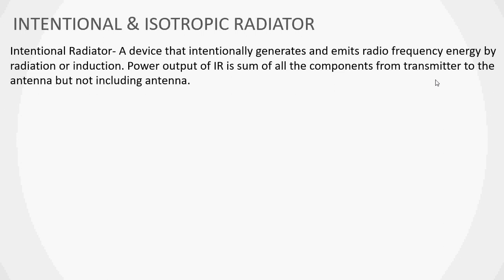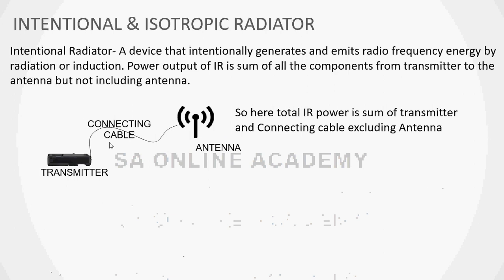The power output of an IR is the sum of all the components: the transmitter, plus connectors, plus connecting cable, plus amplifier, excluding the antenna. The power of IR includes all the components from the transmitter up to the antenna, but excluding the antenna. That is called the intentional radiator output power.